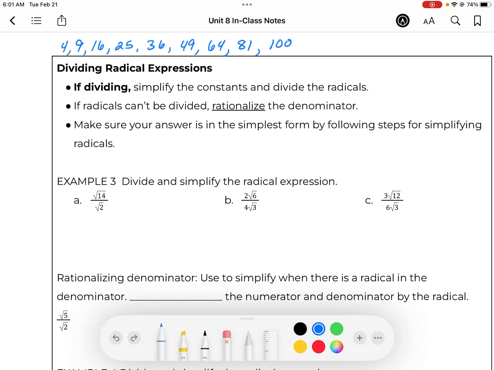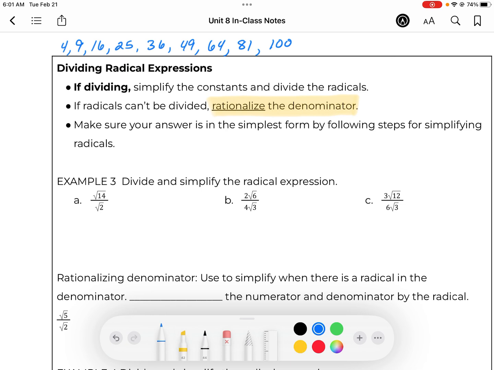So there's my list of perfect squares I'm going to be using. When we're dividing, we can simplify the constants and divide the radicals. We can divide the parts that are considered constants, the non-radical terms, and we can divide the radicals. We can do those separately. If the radicals can't be divided, we'll have to do something called rationalizing the denominator. So we'll do some examples without having to do that first, then we'll come back and show you how to do that. And then always make sure your answer is in the simplest radical form, using the steps we've talked about already.